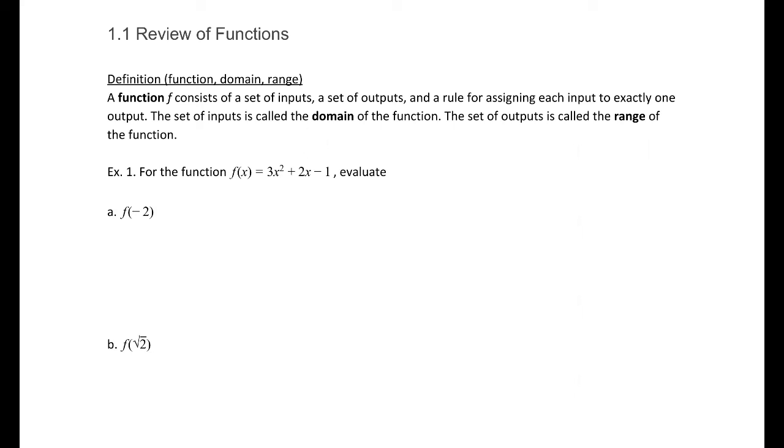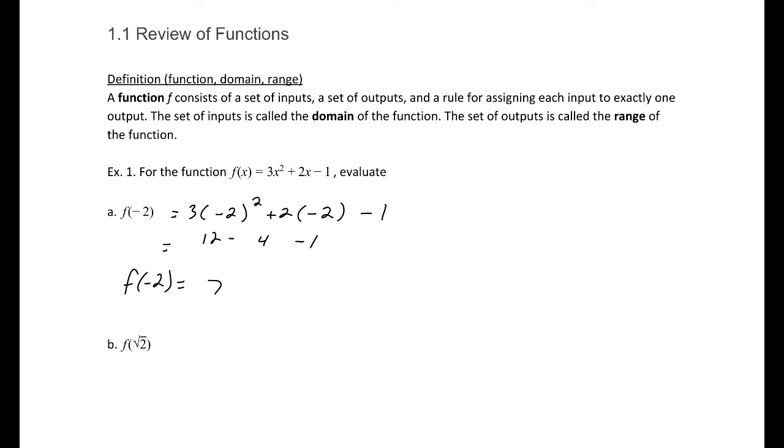Now we want to evaluate this at three function values, the first of which is negative 2. So to find f of negative 2, that will be 3 times negative 2 squared plus 2 times negative 2 minus 1. I'm evaluating, replacing every x with negative 2 in this case. By doing that, I get the value of 12, 12 minus 4 minus 1, so this is a grand total of 7. So f of negative 2 equals 7.